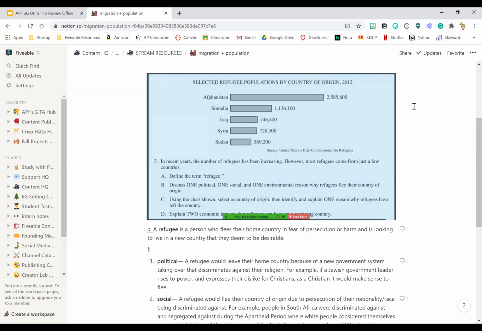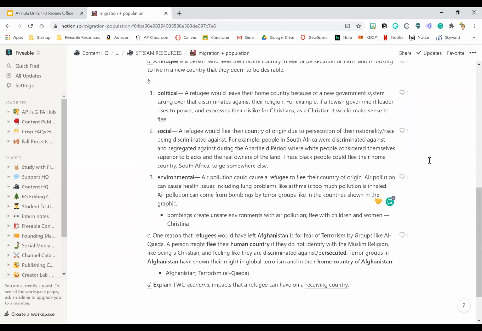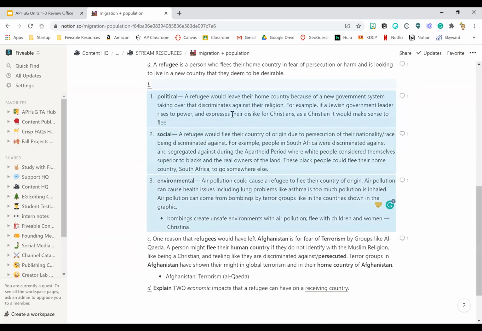Like I could say Iraq, Syria, women's rights. I could say women might feel persecuted just because of their gender. For Somalia, I could say pirates have become an issue. I could think of a ton of things in those countries. For Sudan, for political, I could write about the civil war in Sudan, which was going on at the time this FRQ was written, actually. For Afghanistan, I could talk about environmental, which is what we talked about there. So you can definitely pull from those countries in your responses. You just don't have to here.